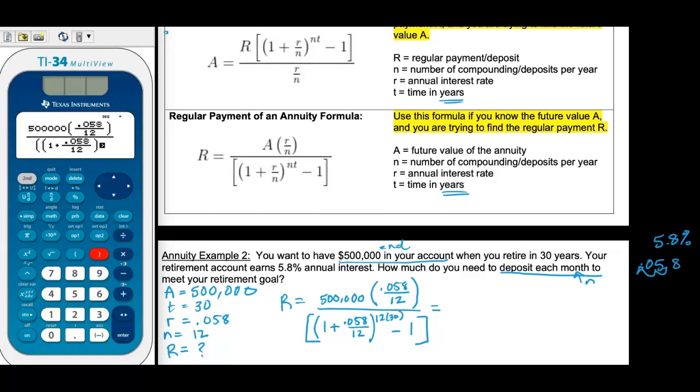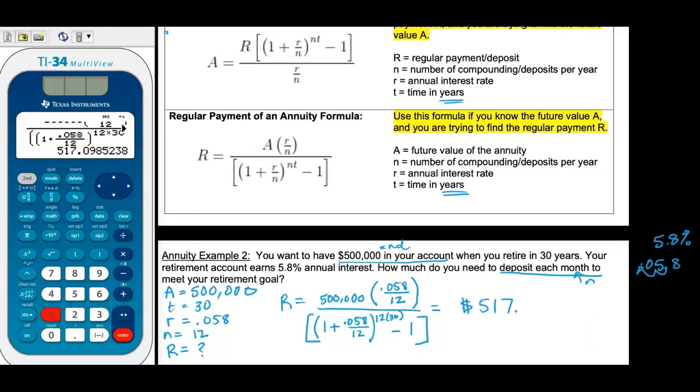I'm pressing the right arrow to get out of that fraction. I'm going to end that parenthesis, which is right here, and then I'm going to raise that to, so exponent key, 12 times 30 power, and then remember to use the right arrow to get out of that exponent position, so that way when you put the minus 1, it's down below and not up top with that exponent. And then lastly, you're going to do an end parenthesis, which is just like this end bracket, and then hit enter. And so now we have our regular deposit, so $517, and we want to round to cents.